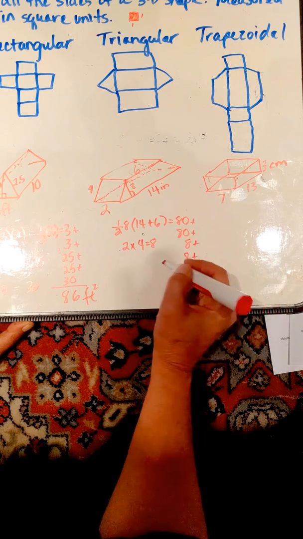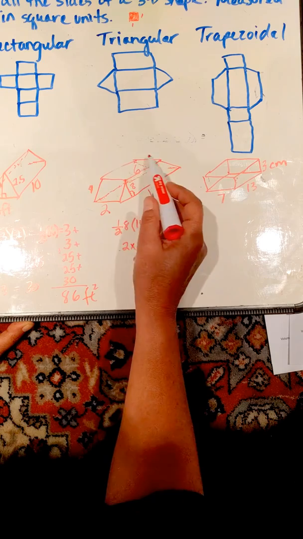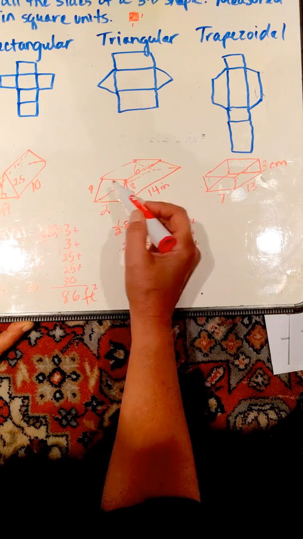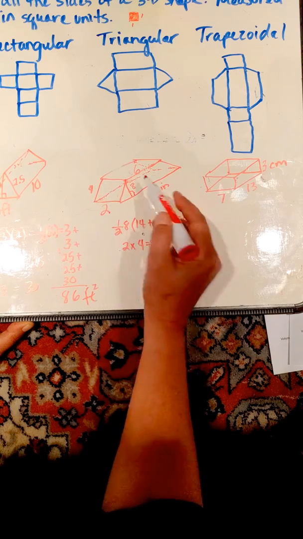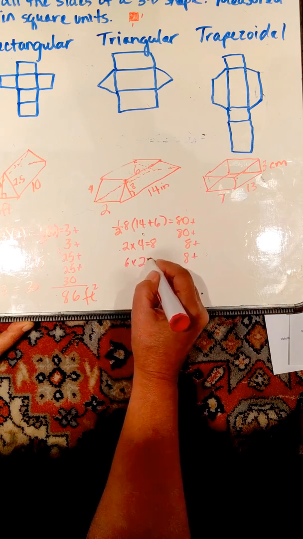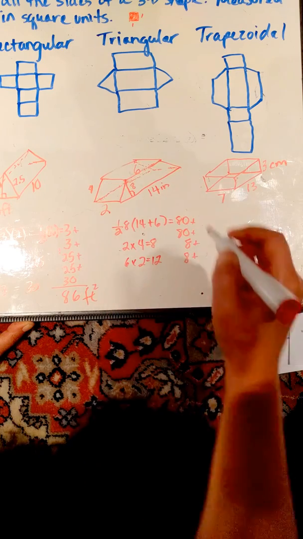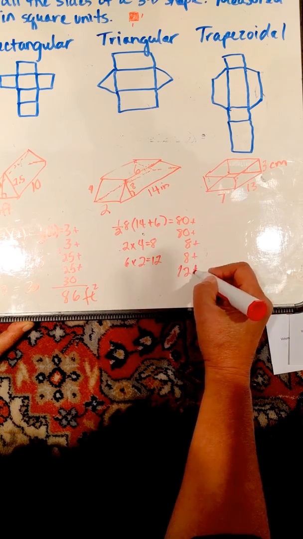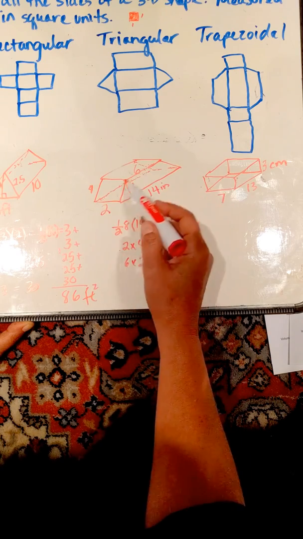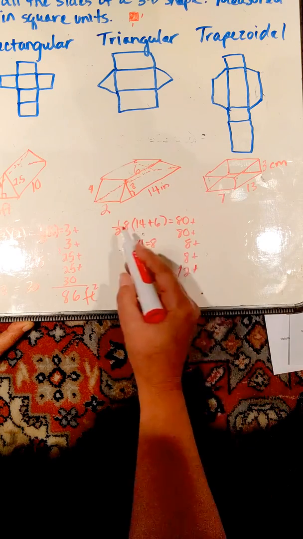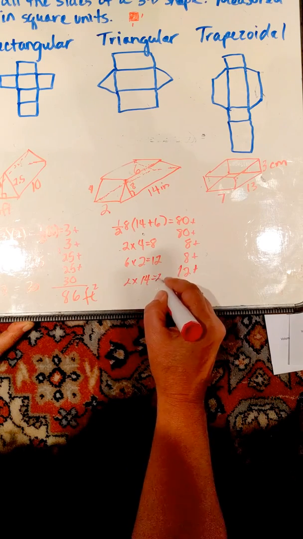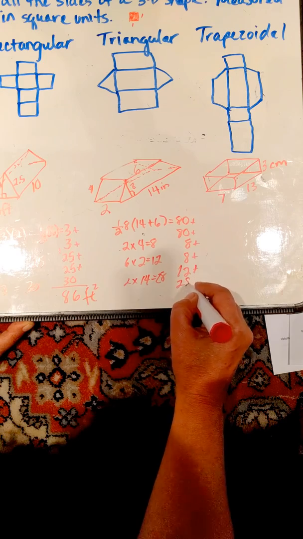Okay, now that's 4 of them. There's 6 total. Now I need the top layer here, this top one. So this is 6, and this is going to be 2. So 6 times 2 equals 12. There's just one of those. And then finally the very base on the bottom is going to be 2 times 14. And that's 28.